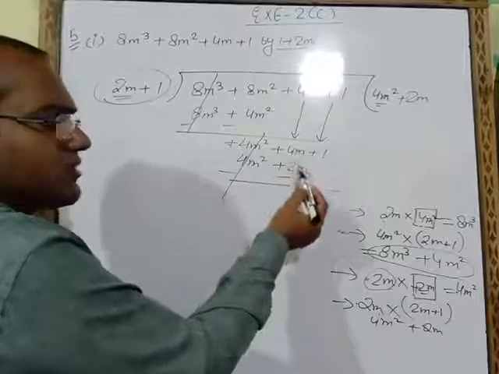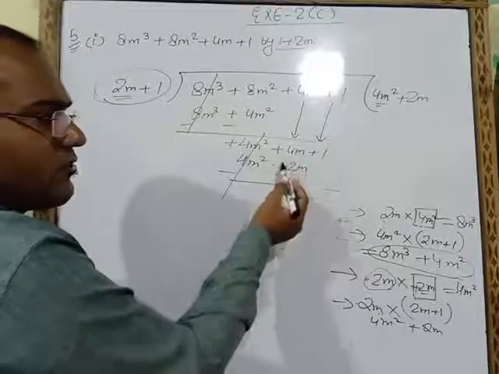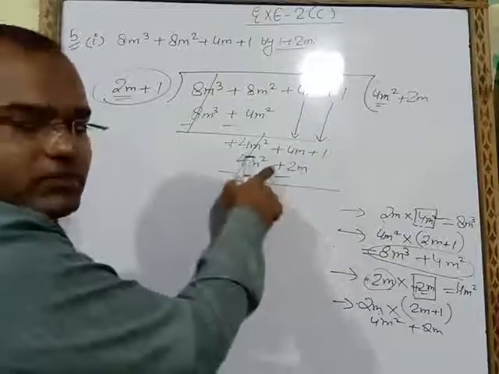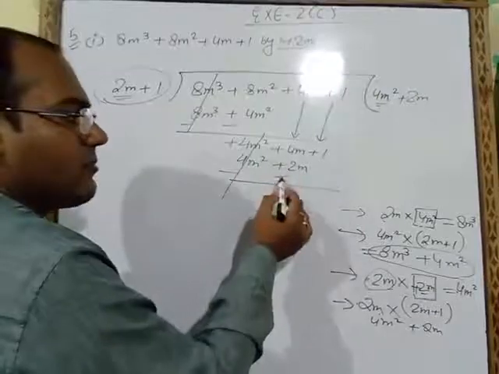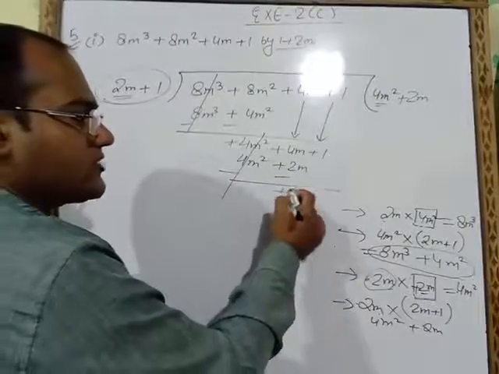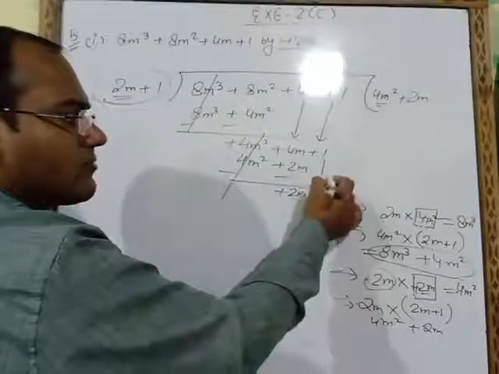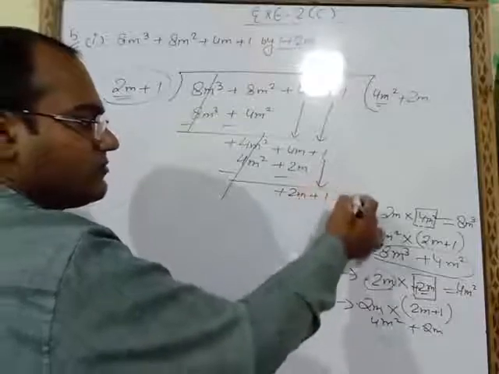Now here also we will check. This is plus 4 and this is minus 2. Earlier it was plus, but now it is minus. We had changed the sign. So plus 4 and minus 2, answer will be plus 2m. Rest of the term we will bring down.